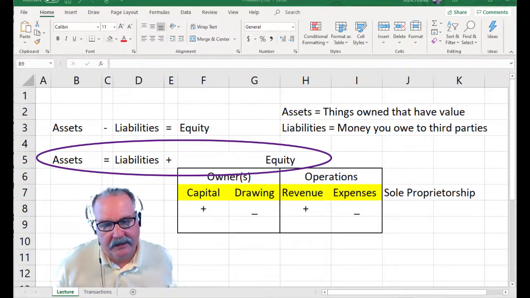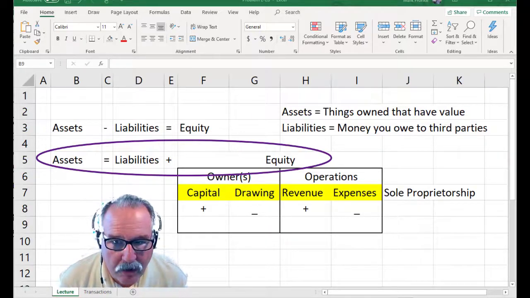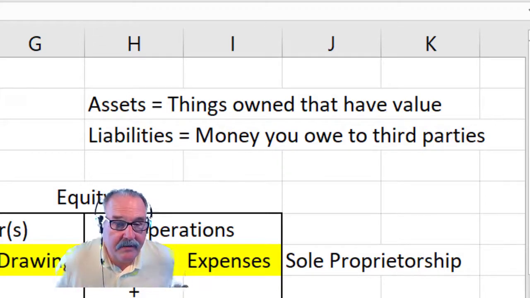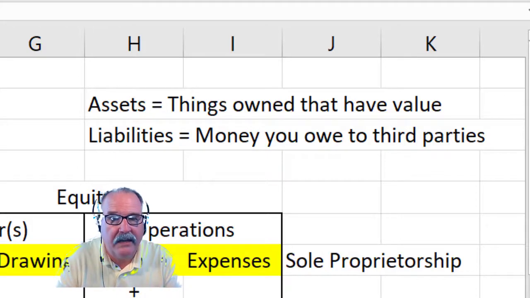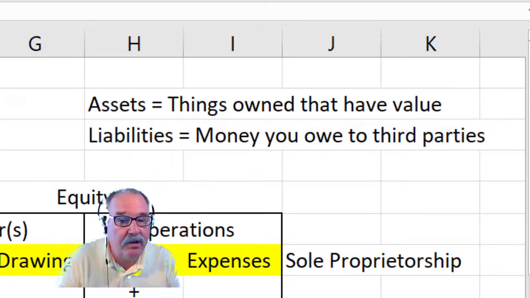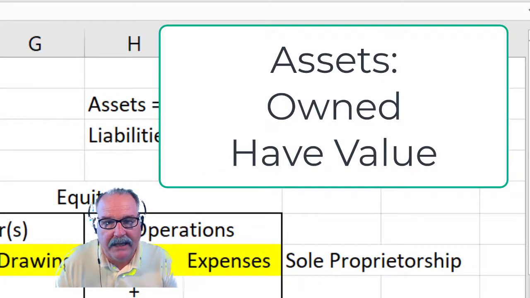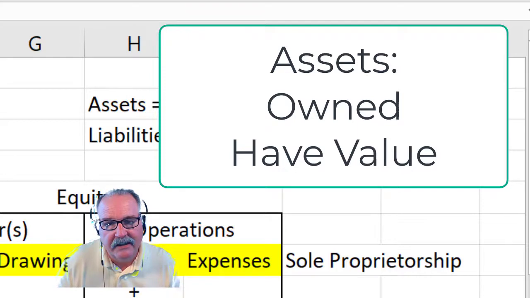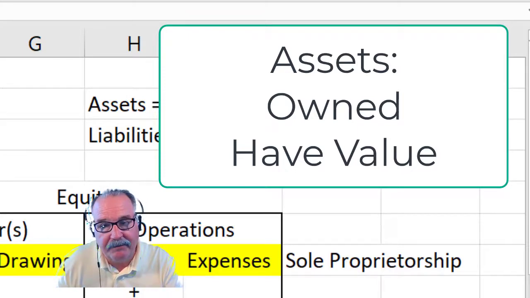So what are assets? Assets are things that are owned that have value. Things meaning tangible personal property. That's an asset, something that you own that has value in the future. The reason that we have it is because we'll get benefit in the future from that asset. If we've already gotten the benefit in the past, that's an expense. And we'll see how that works. But if you just keep in mind that there's two criteria for an asset, it's things you have to own, and it has to have value.